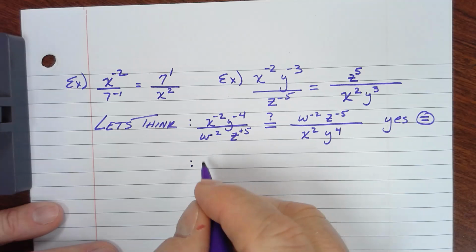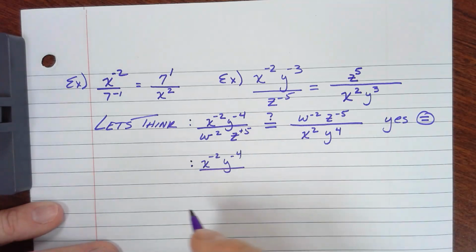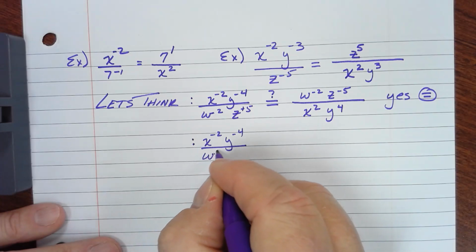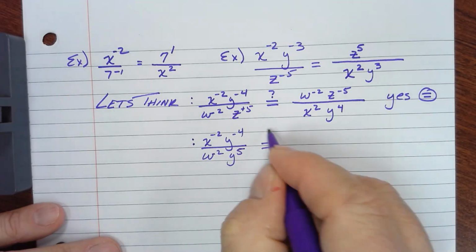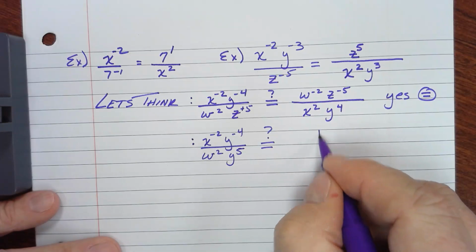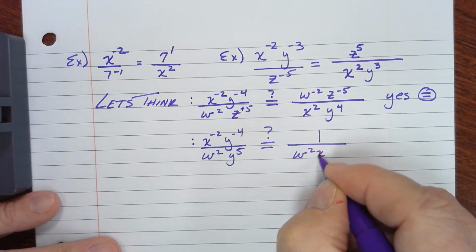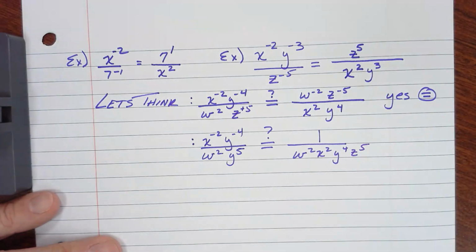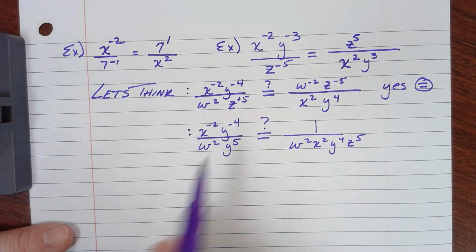Let's look at something else. X to the negative 2, y to the negative 4, w squared, y to the 5th. Is this equal to w squared, x squared, y to the 4th, z to the 5th? Both sides. Are they the same thing?